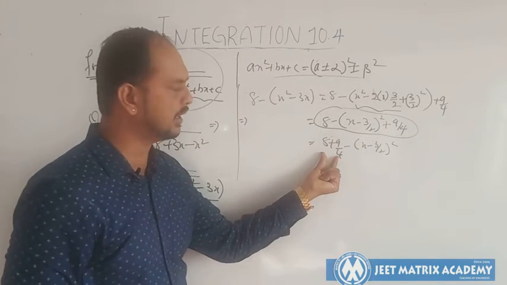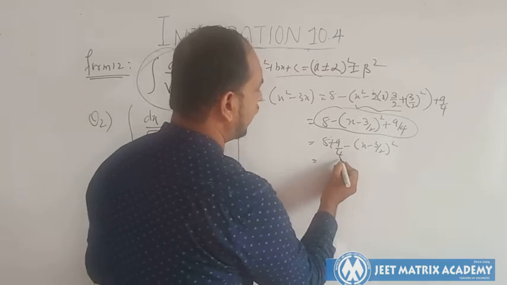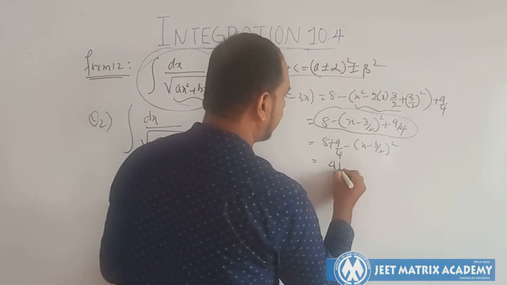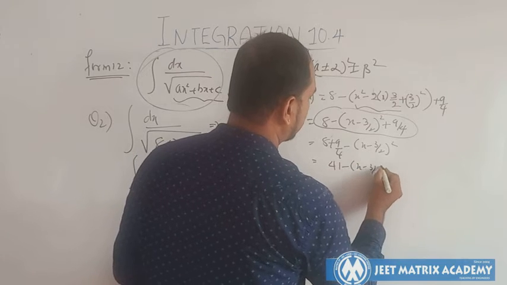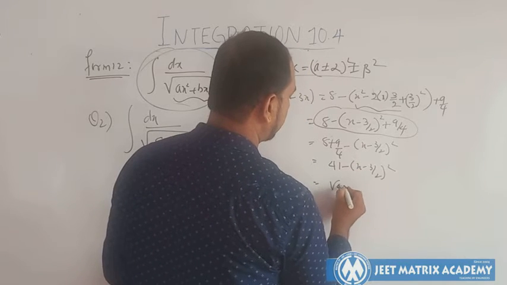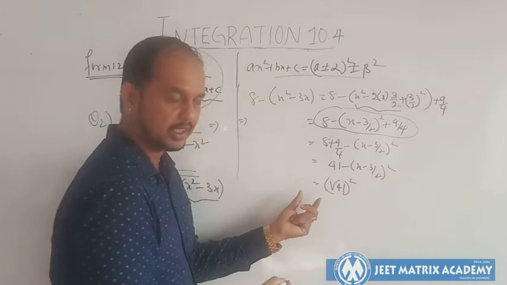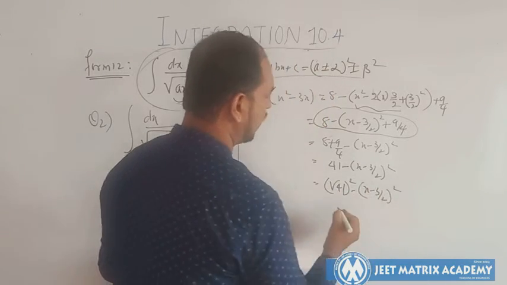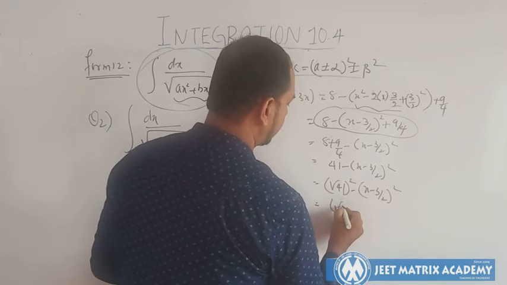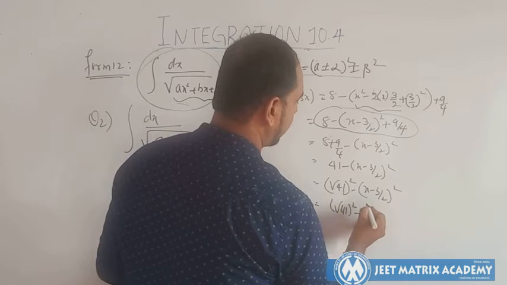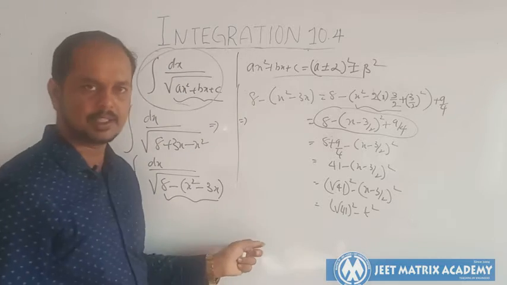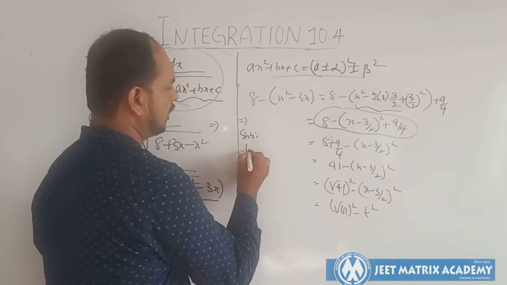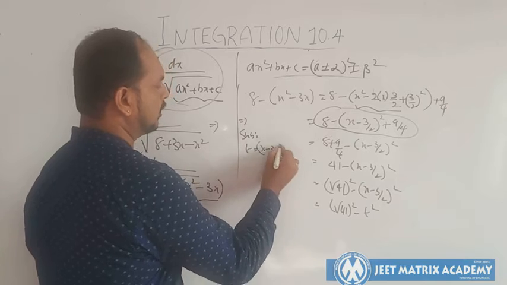Now I'll simplify this part. This is 8 4s are 32, 32 plus 9, that is 41, minus x minus 3 by 2 whole square. 41 I can write under root, root 41 square minus x minus 3 by 2 whole square, or I can write under root, root 41 whole square minus t square. Am I right? I substituted t as x minus 3 by 2.